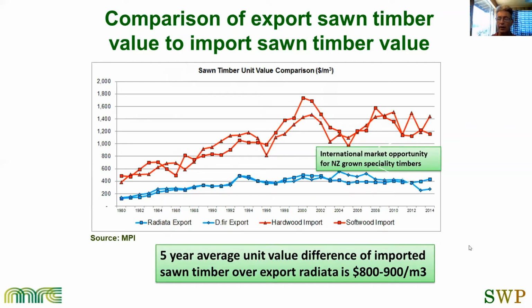A quick look at a comparison of the export sawn timber value to the import sawn timber values in New Zealand at port shows that there is an opportunity. This is a 5-year average unit value difference of imported timber over exported radiata of 800 to 900 dollars per sawn cubic metre.